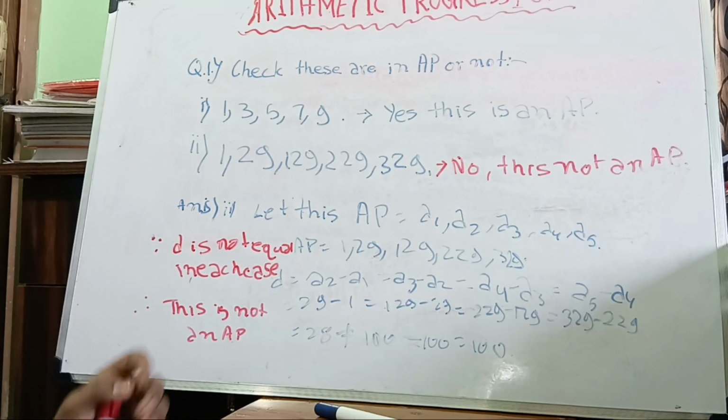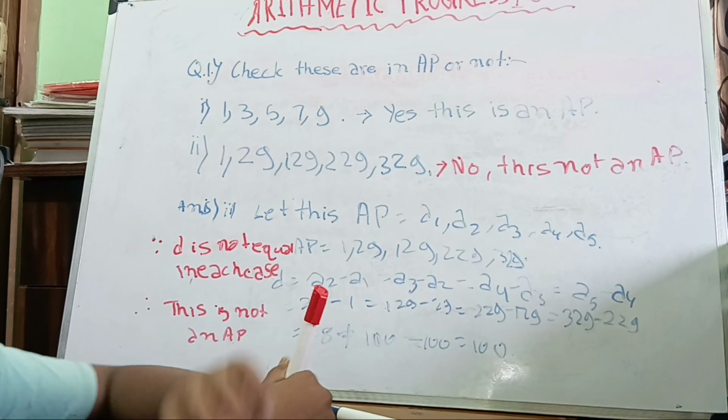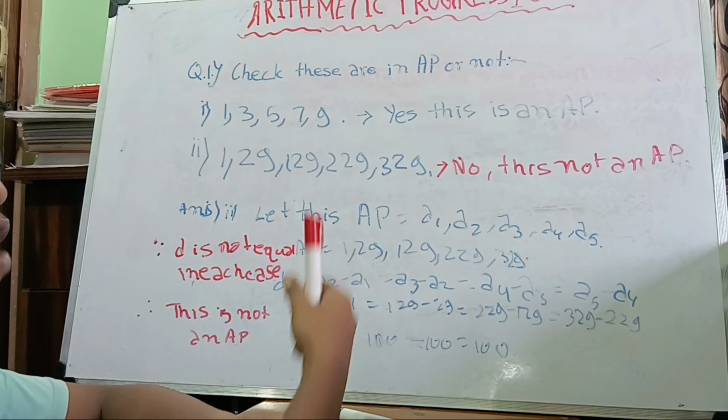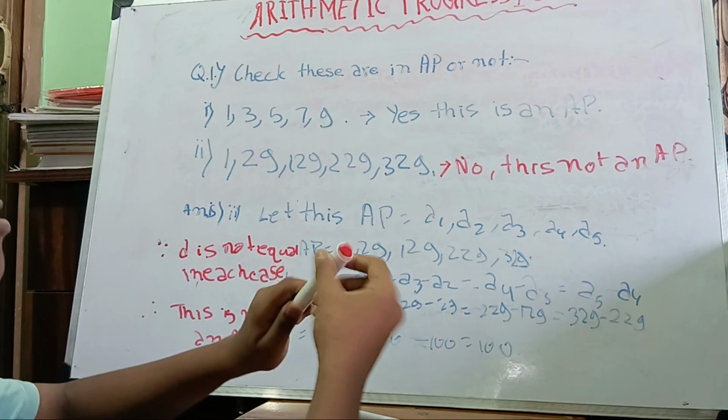The remaining questions and the next formula, the sum of n terms of AP, will be done in the next part, that is part 2.